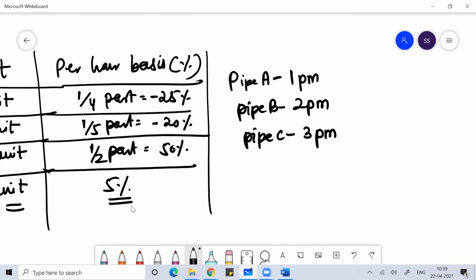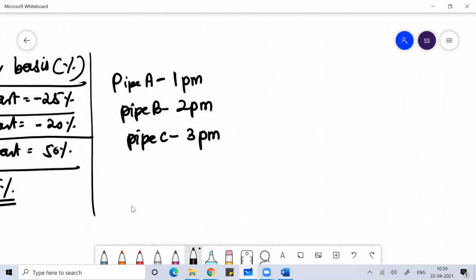Now because you're opening them at different time intervals, you can understand that A and B are inlet pipes and C is the outlet pipe. The moment you open pipe C, the water will start going out. Till the time you don't open C, the water is getting stored. So you are opening the outlet pipe at 3 p.m. So before 3 p.m.